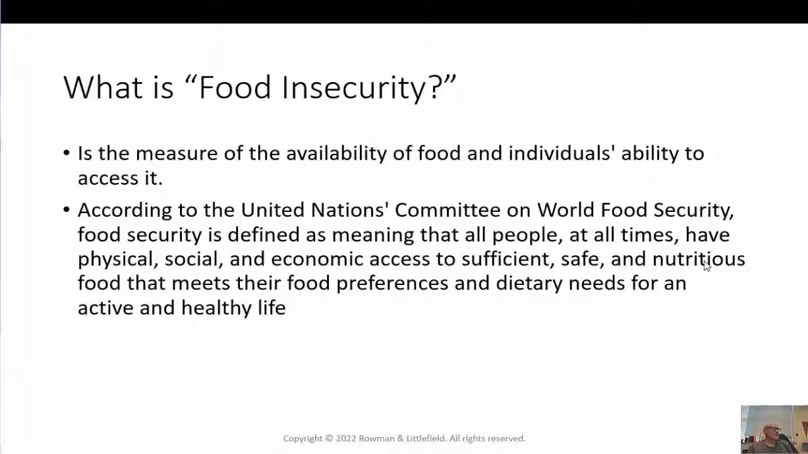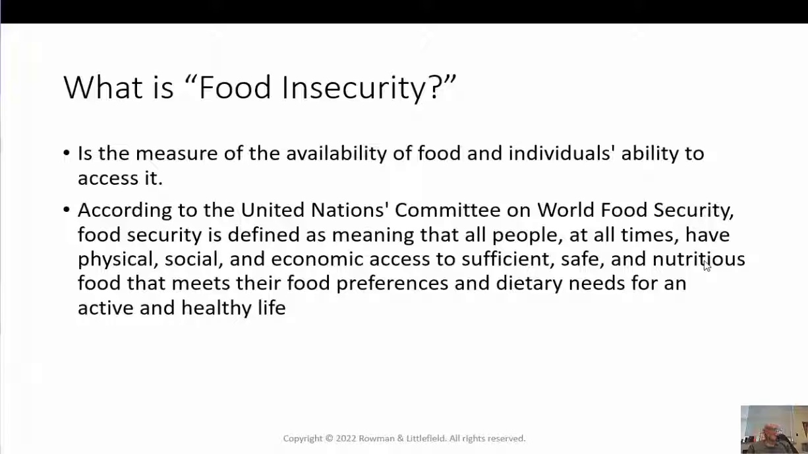According to the UN Committee on World Food Security, food security is defined as meaning that all people at all times have the physical, social, and economic access to sufficient, safe, and nutritious food that meets their food preferences and dietary needs for an active and healthy life.